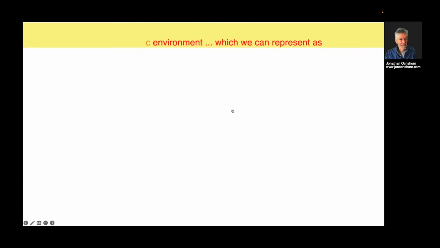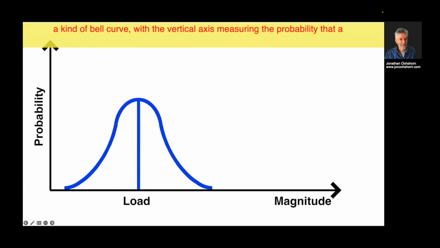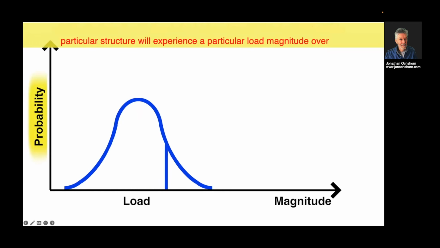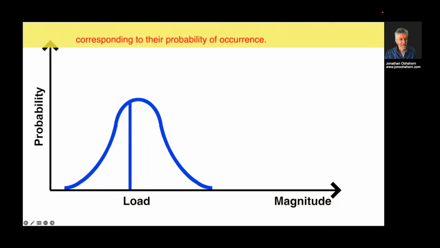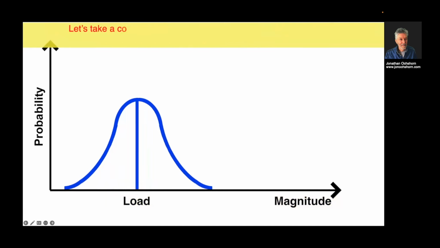We can represent it as a kind of bell curve with the vertical axis measuring the probability that a particular structure will experience a particular load magnitude over the course of its life. The x-axis, the horizontal axis, shows the load magnitudes corresponding to their probability of occurrence. So it's like this classic bell curve.